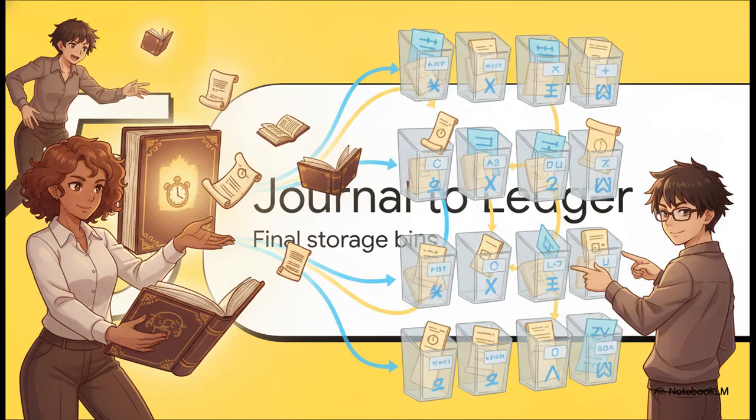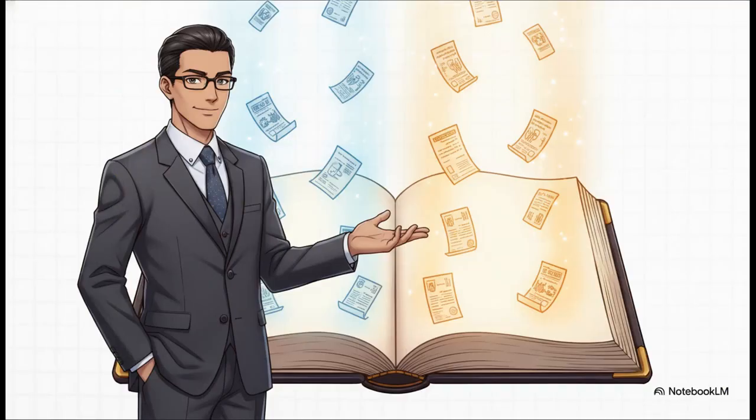Moving right along to Section 5, Journal to Ledger. These are our final storage bins. Let's see how all this builds together. We've documented our transactions, and we've recorded them chronologically in the journal. Now we gotta sort them out. Enter the ledger, which is also known as the principal book of accounts.